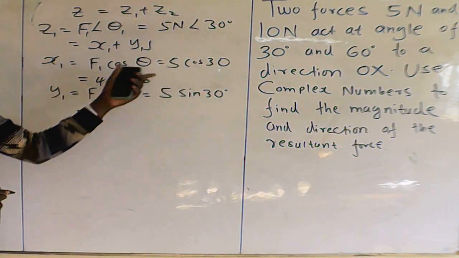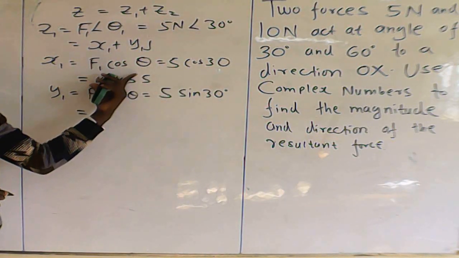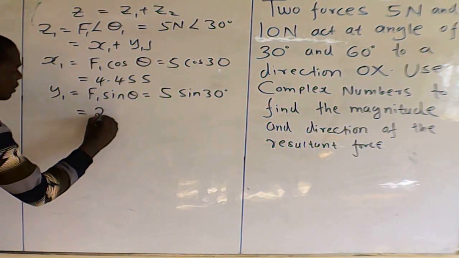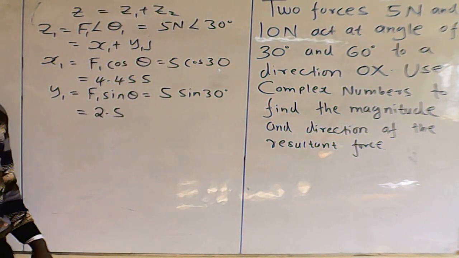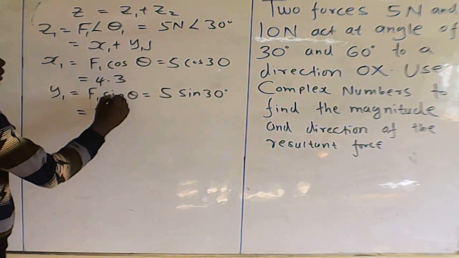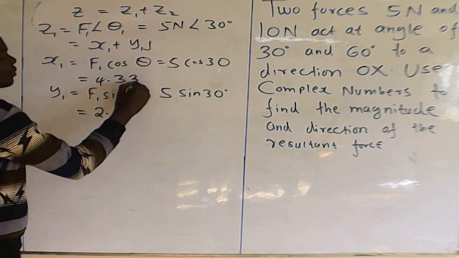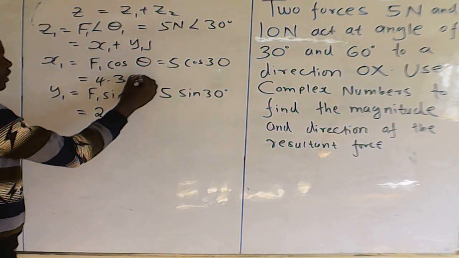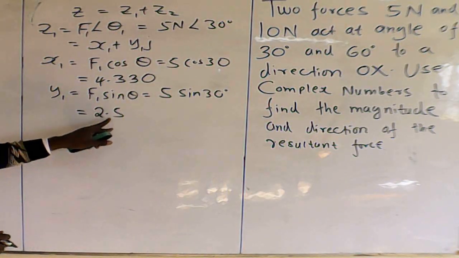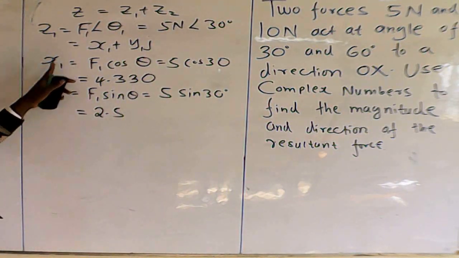It means that the value given here is wrong as well. 2.5, yes. This one is 4.330. Yes. So your calculator must be in D mode because we are working with degrees, not R for radians. So y1 is 2.5. So we found x1 and y1.